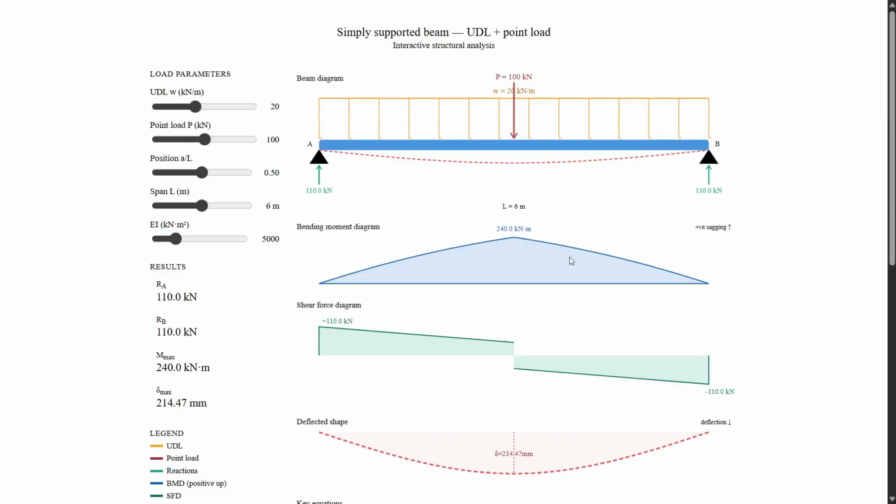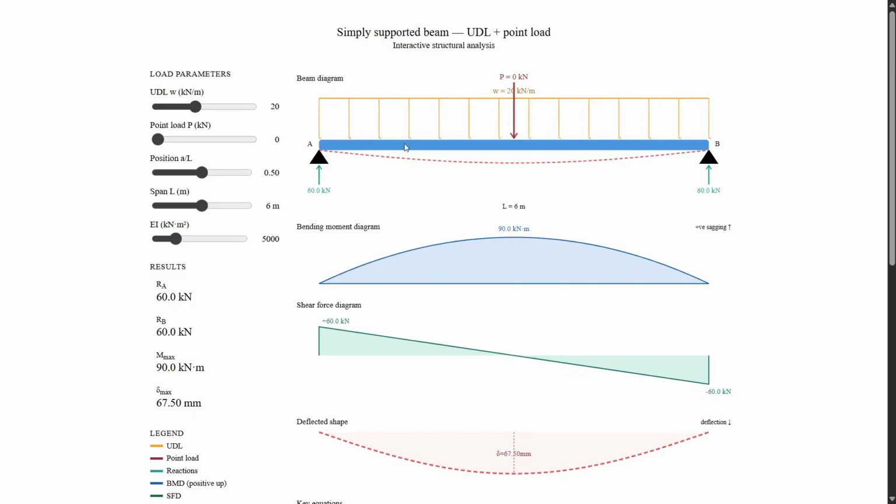So now let's talk about the bending moment diagram. This blue area is the bending moment diagram and it tells you how much bending is happening at every point along the beam. With only the UDL, the shape is a smooth parabola. So now let's check. If we make the point load value 0, it means the beam only has UDL acting on it, so the bending moment diagram is a parabola and the maximum bending moment is 90 kilonewton meter in this orientation.